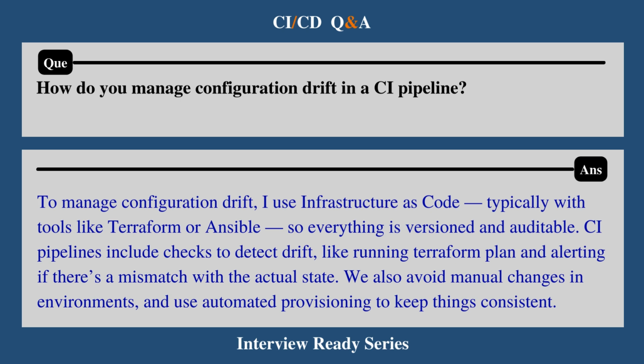How do you manage configuration drift in CI pipeline? Here's how you can answer. To manage configuration drift, I use infrastructure as code, typically with tools like Terraform or Ansible. So everything is versioned and auditable. CI pipelines include checks to detect drift, like running Terraform plan and alerting if there's a mismatch with the actual state. We also avoid manual changes in environments and use automated provisioning to keep things consistent.